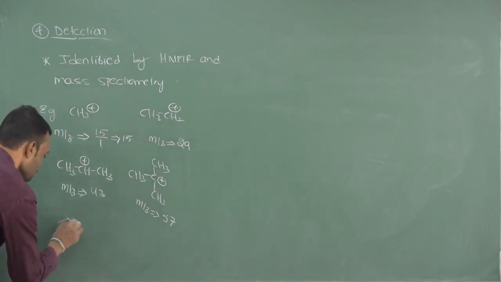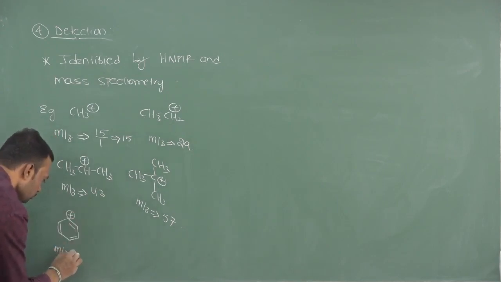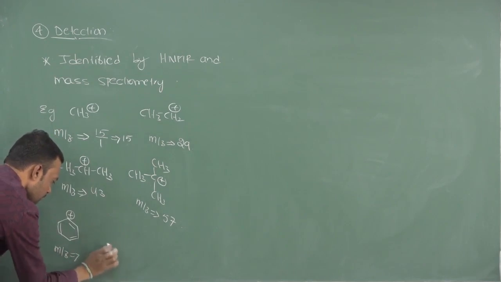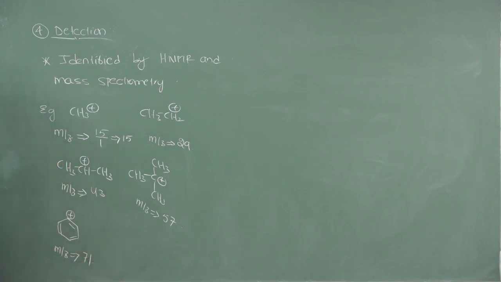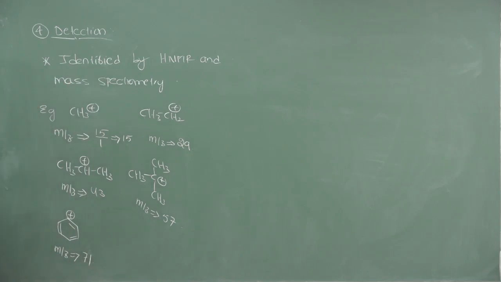And can you give the M by Z value of a phenyl cation? So, I am giving it directly, that is 77. Each and every carbon, 6 carbons are there, 6 into 12. Just make a calculation. Then finally, does it carry 71 or 72? Just make a calculation.